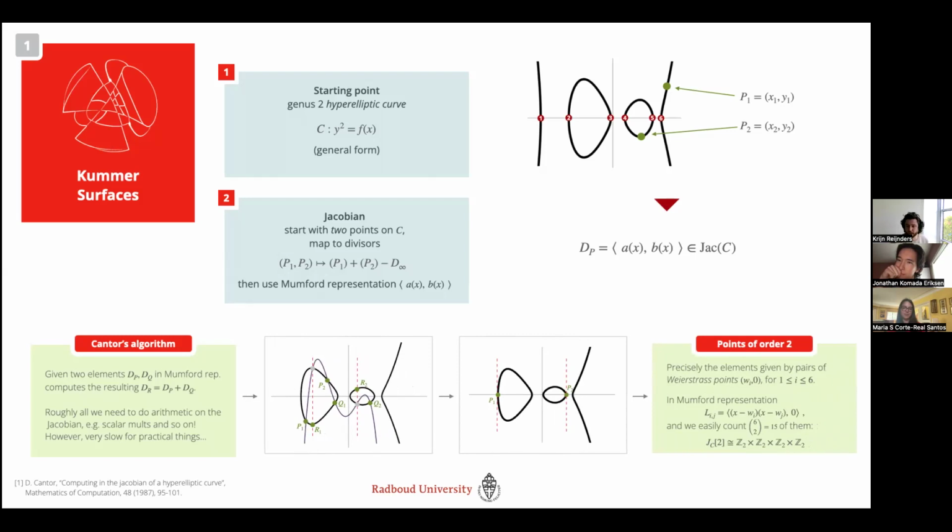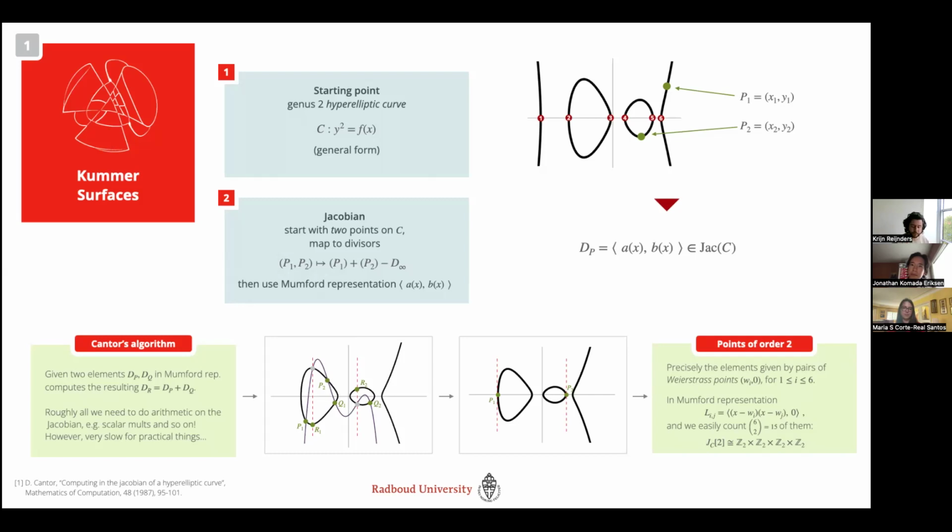And really, the left-hand side will just be the polynomial with these roots, Wi and Wj. And the right-hand side, well, the y value is going to be 0 for both of these. So this polynomial is just going to be 0. And then we get our structure of the 2 torsion on this Jacobian already. It's going to be Z mod 2 to the power of 4.